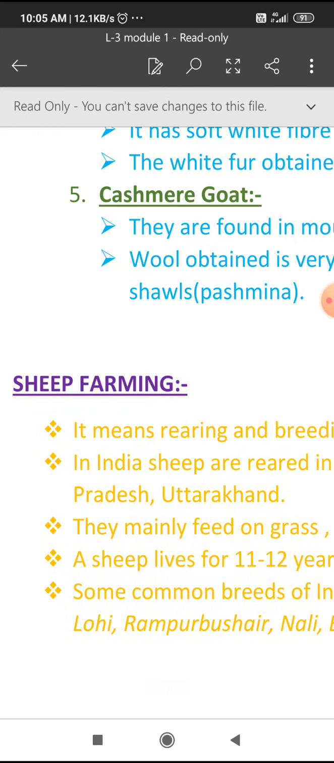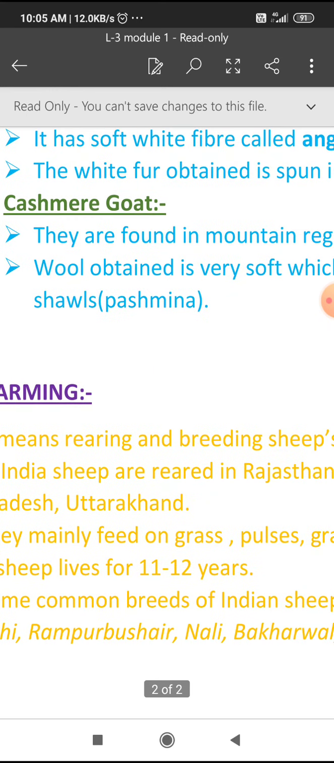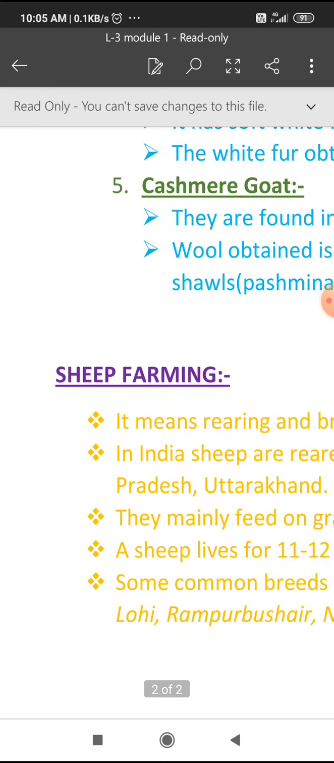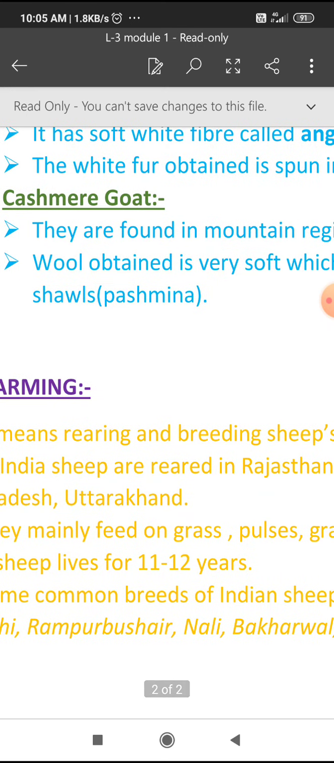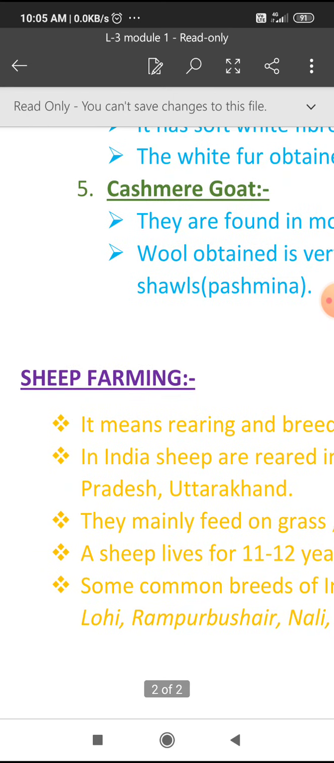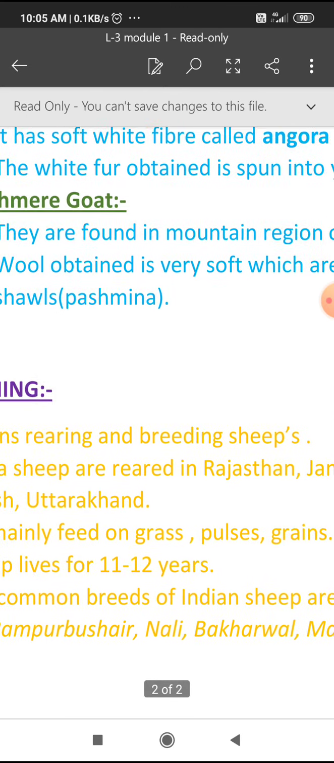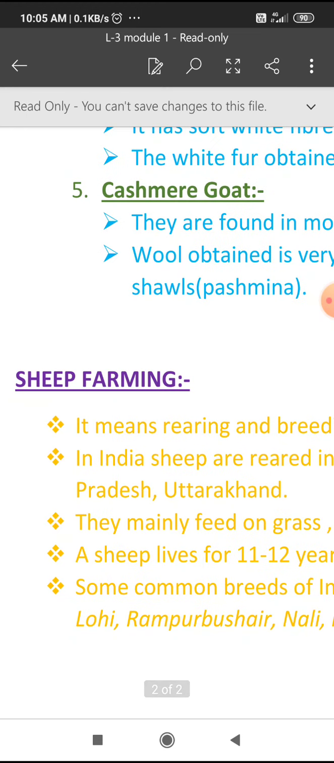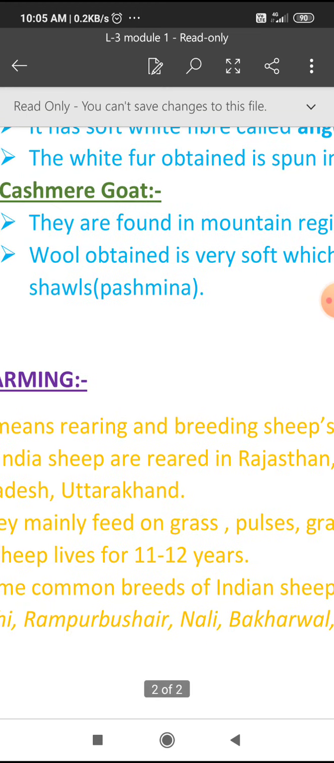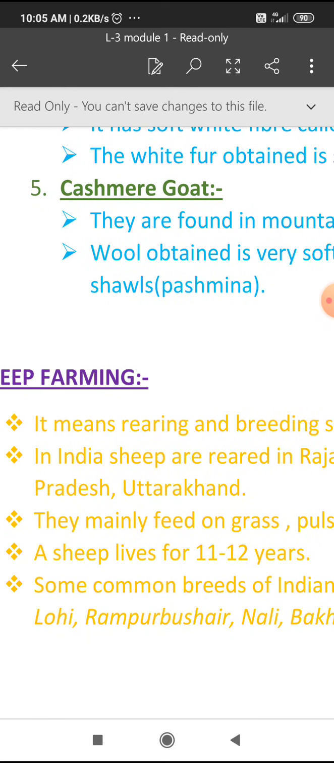Now how is the farming of sheep done? The rearing and breeding of sheep is called sheep farming. We take care of the sheep as they grow up and give them food so that they can provide more and better quality wool. Most of the sheep in India are found in Rajasthan, Jammu Kashmir, Himachal Pradesh and Uttarakhand. They mainly feed on grass, pulses and grains. People leave the sheep in open land and they eat grass daily. They can live for 11 to 12 years.